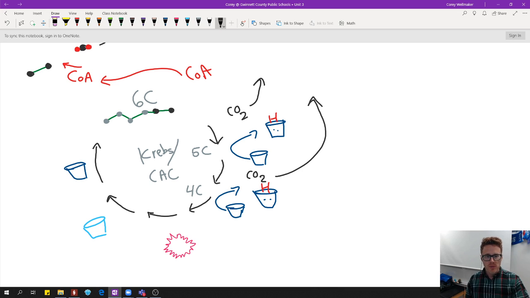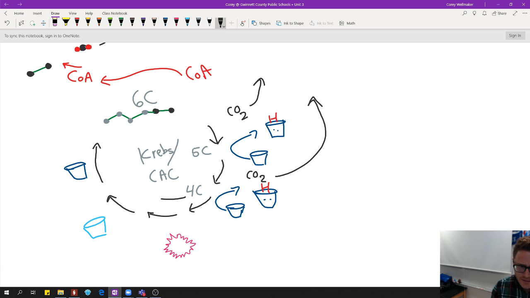So we've got a 4-carbon molecule. It's not quite oxaloacetate yet. We still have a couple more oxidation reactions to go through. We have a couple more enzymes that need to work on the molecule and mold it, basically, back into oxaloacetate.